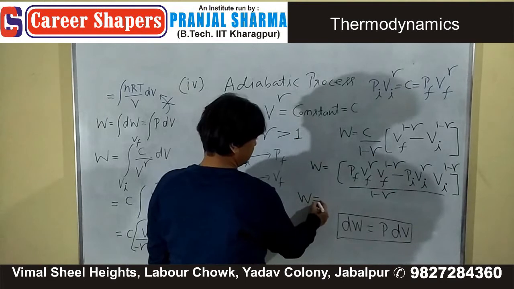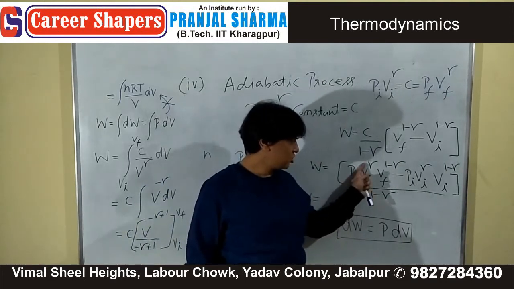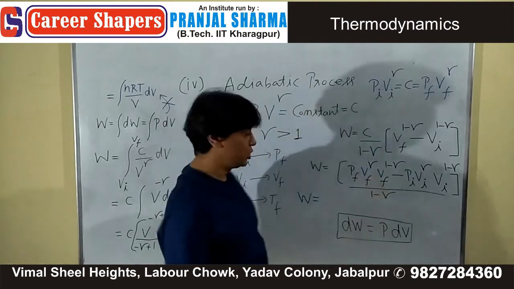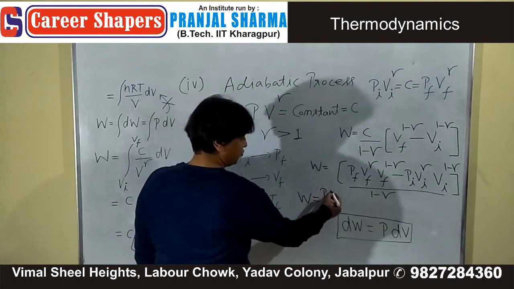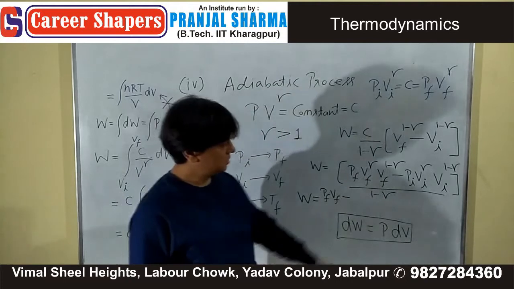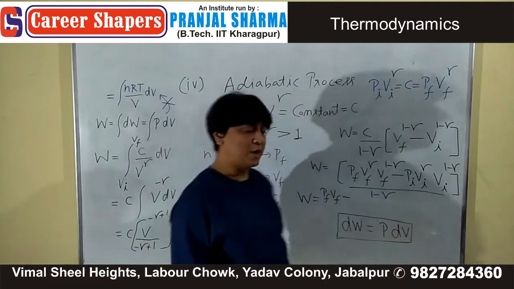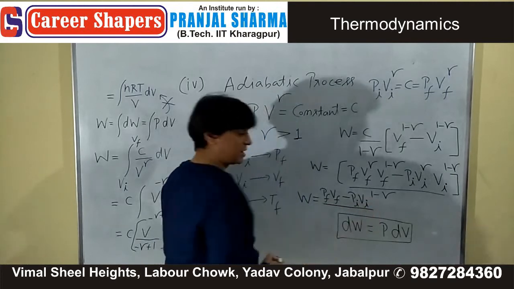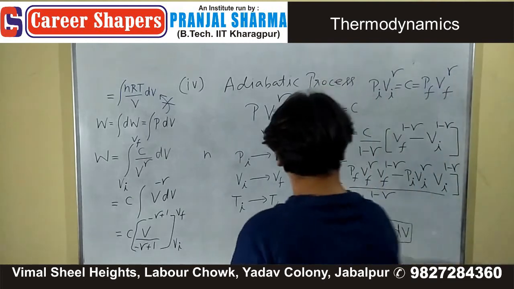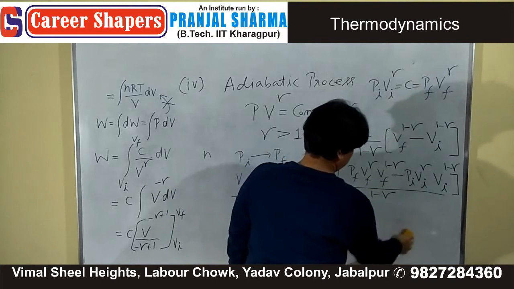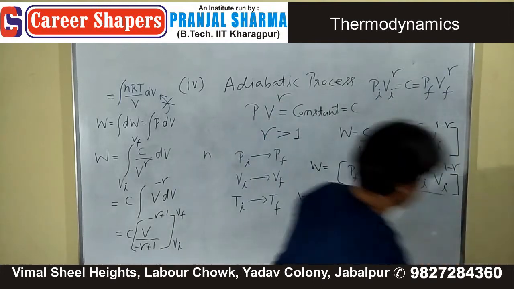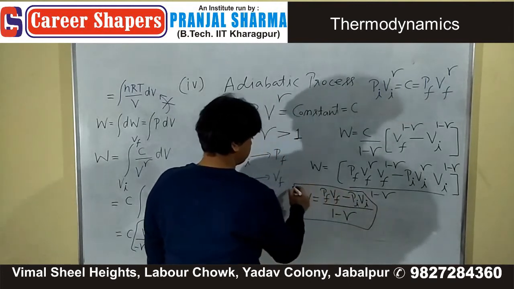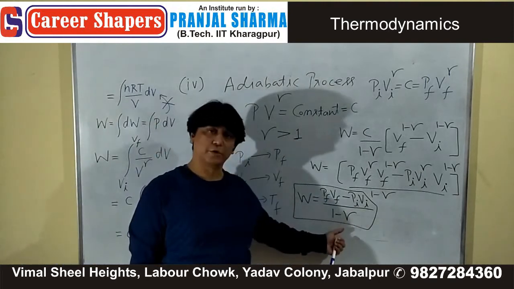Hopefully you can see the answer. What is the answer now? This is V final to the power gamma. This is V final to the power 1 minus gamma. When you multiply these things, you add the powers. When you add the powers, gamma and gamma cancel, and you are left with P final V final minus, same thing here, gamma and gamma cancel, and you get P initial V initial, divided by 1 minus gamma. That's your work done in an adiabatic process. Again, an important result for you to remember.